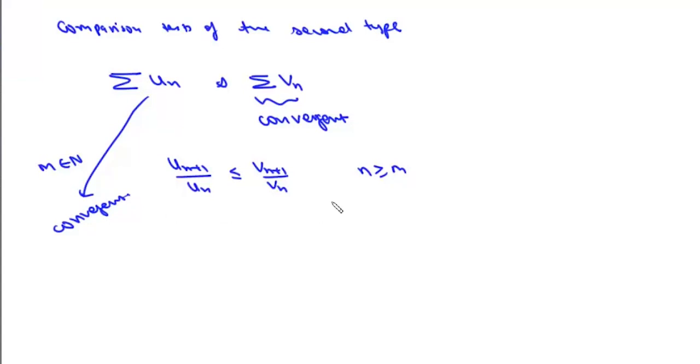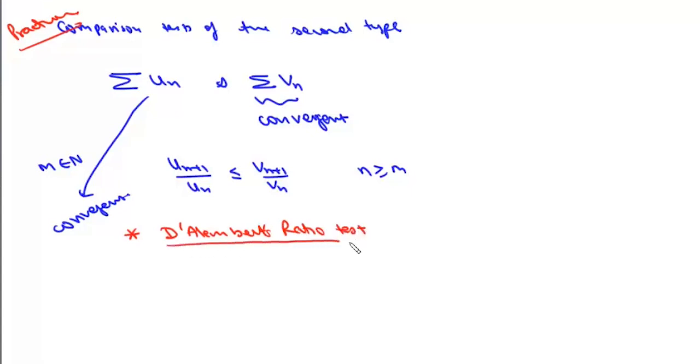Now again here, we won't use it in this form. We'll use the practical comparison test of the second type. And here we have a very important test which is called D'Alembert's ratio test. So in this test, if we have a series of positive terms, summation un, then we'll work out this limit, n tends to infinity, un plus 1 upon un, and suppose this limit is L.